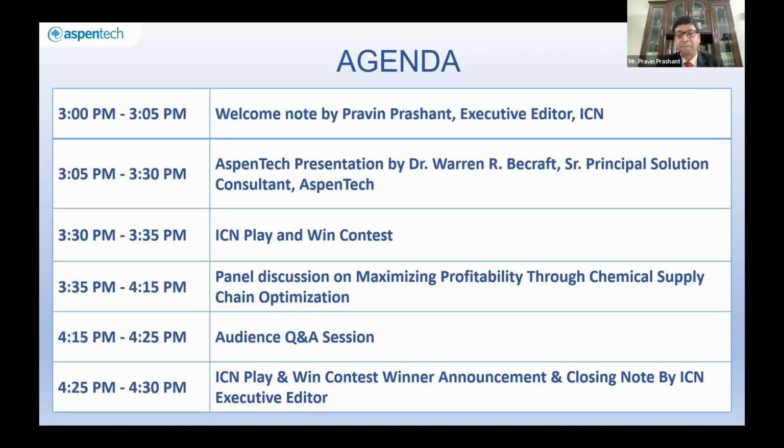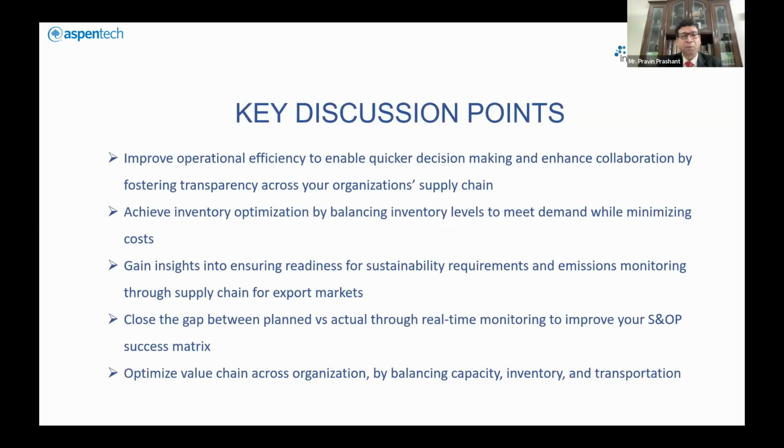Next slide, please. Key discussion points, if you see on the screen: improving operational efficiency to enable quicker decision-making and enhancing collaboration by fostering transparency across the organization's supply chain; achieving inventory optimization by balancing inventory levels to meet demand while minimizing cost; gaining insights into ensuring readiness for sustainability requirements and emissions monitoring in the supply chain for export markets; closing the gap between planned versus actual through real-time monitoring to improve your S&OP success metrics; and optimizing the value chain across the organization by balancing capacity, inventory, and transportation. Next slide, please.